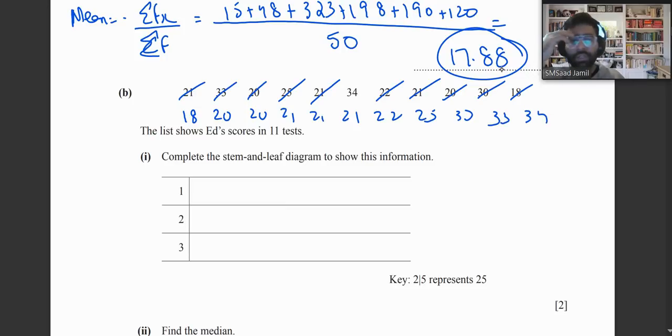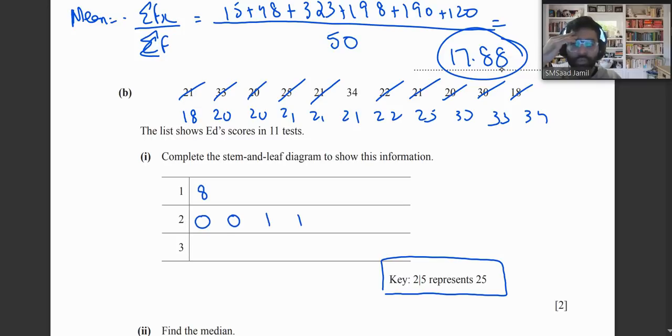Okay, so now it says complete the stem and leaf diagram to show this information. They have given you the key. It represents 2, 5 means 25. So you will write 1, 8 would mean 18. 2, 0 would mean 20. So 2, 0, 0, 1, 1, 1, 2, 5. 3, 0 would mean 30, 33, 34.